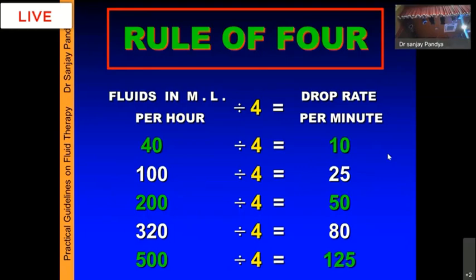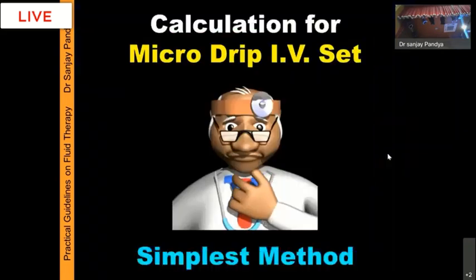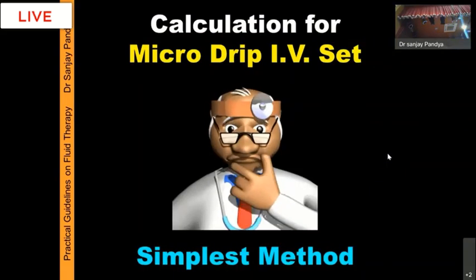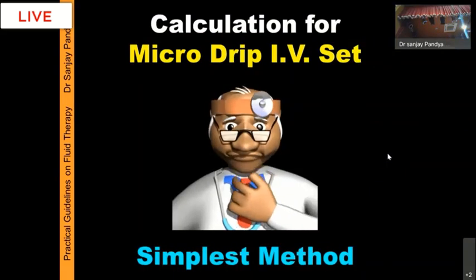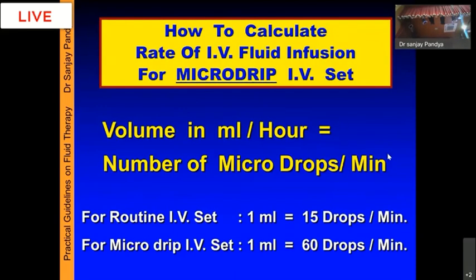100 ml, it's 25 drops, 200 ml, 50 drops. If you want to give 500 ml, then keep 125 drops. So it is something which is very, very simple. And when it comes to micro drip IV set, it is simplest of all. You need not calculate. I want to give 50 ml, I will keep 50 microdrops. I want to give 70 ml, sister keep 70 microdrops.